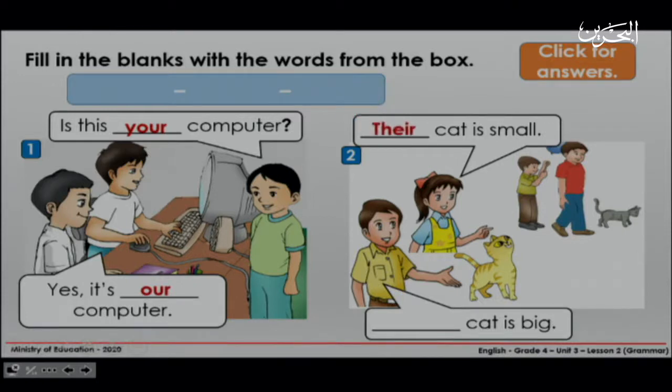Their cat is small. Excellent. And here we have these two kids, they are talking. What are they saying? Very good. They are saying, our cat is big.